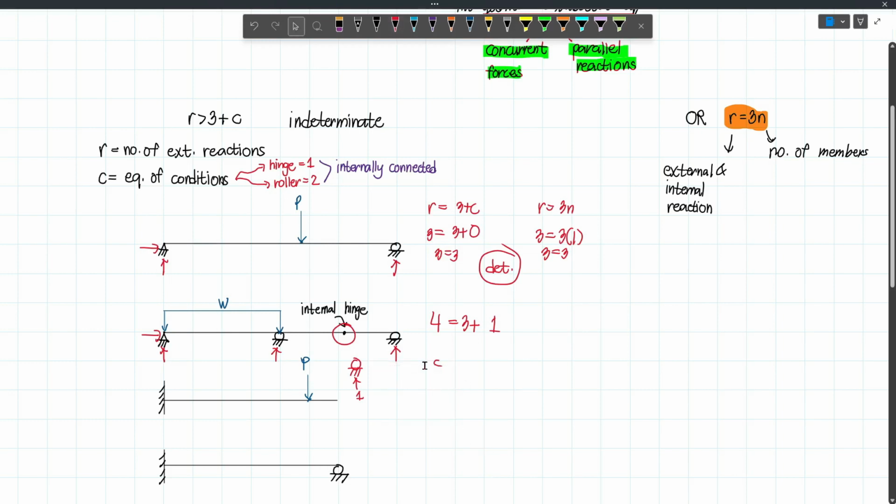In case it breaks apart. So that means 4 is equal to 4, which means our beam is externally determinate. Externally stable, static, so that is determinate. Now, sir, what about r equals 3n?